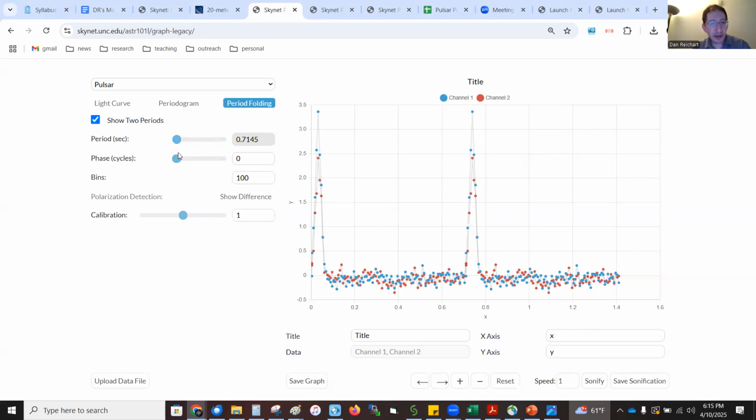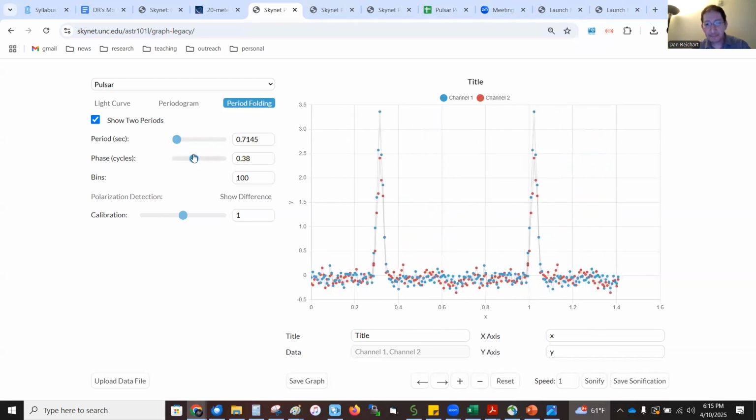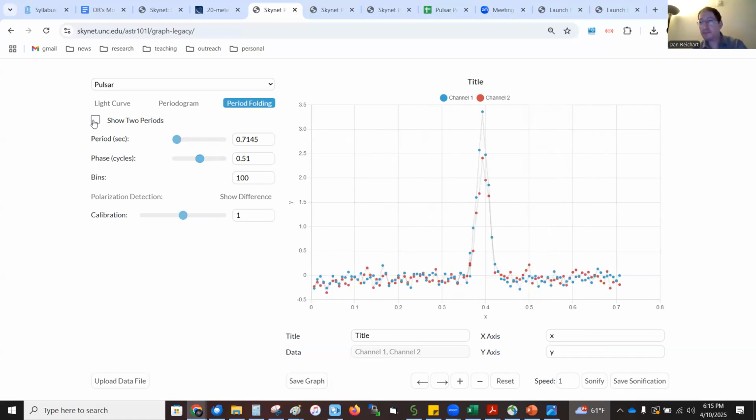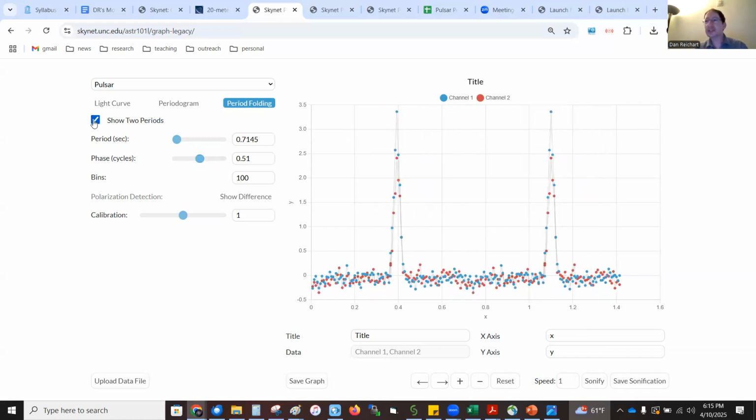Now there's a slider here for phase that just shifts it. And this plot is showing 2 periods. If you turn this off, you see 1 period. You turn it on, you see 2 periods. It's traditional in a folded light curve, a period folded light curve, to show 2 periods. It's just the exact same data plotted twice. So if you look at the little variations, they match. It's kind of easier to look at. You can see the repetition. Okay.